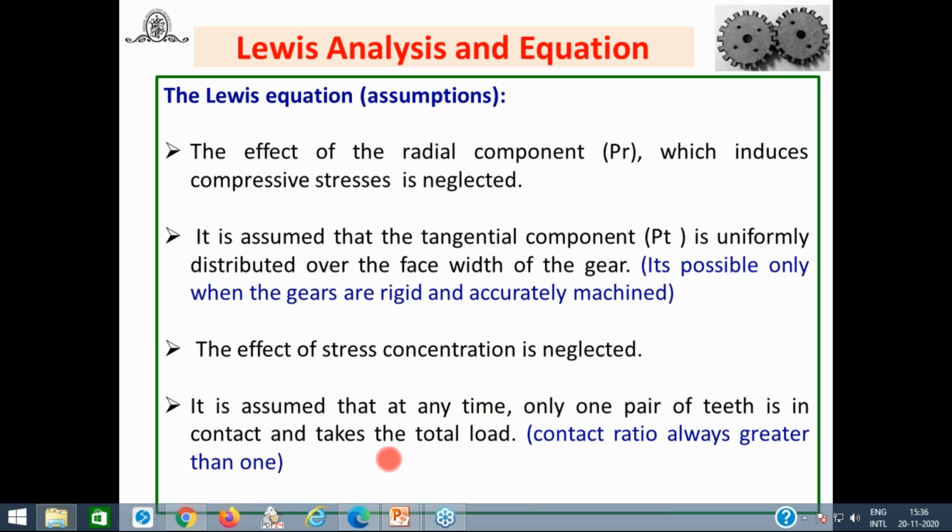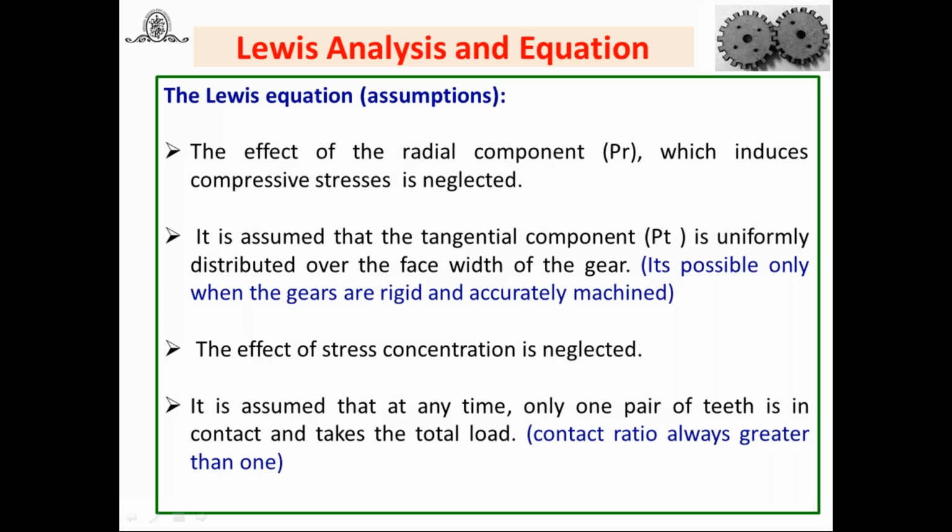The fourth assumption is that at any time only one pair of teeth is in contact and it takes the total load. But you know very well, for proper meshing of the pinion and gear pair, the contact ratio should always be greater than 1. Here one pair of teeth is assumed to be in contact, but in reality some part of the other pair is also in contact. In theory of machines you have already studied this part. This is the fourth assumption made in the Lewis equation.